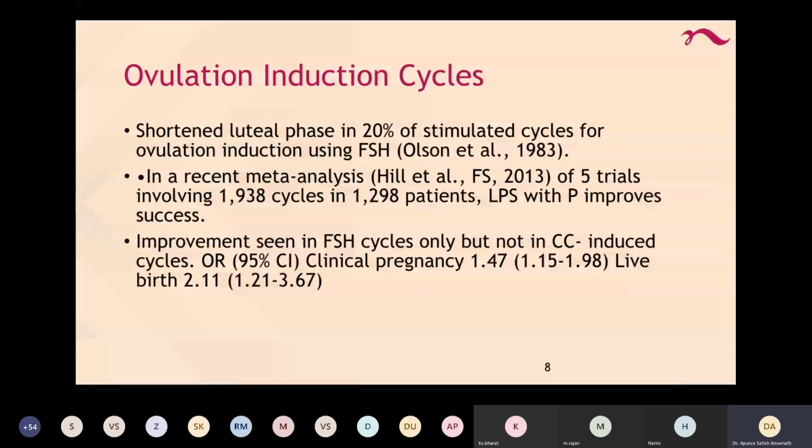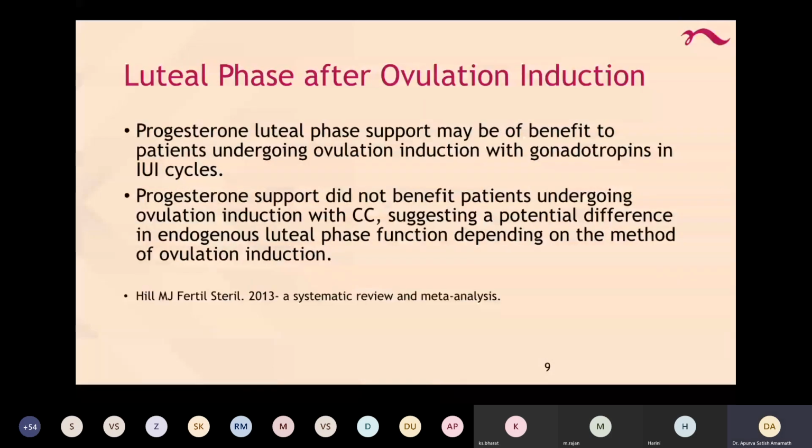So overall, luteal phase progesterone support after ovulation induction may be of benefit to patients undergoing ovulation induction with gonadotrophins in IUI cycles. Progesterone support did not benefit patients undergoing ovulation induction with CC, suggesting a potential difference in the endogenous luteal phase function depending on the method of ovulation induction. So in ovulation induction with IUI, progesterone is absolutely not required as per these papers, but most of us do give one mode of progesterone in ovulation induction cycles.